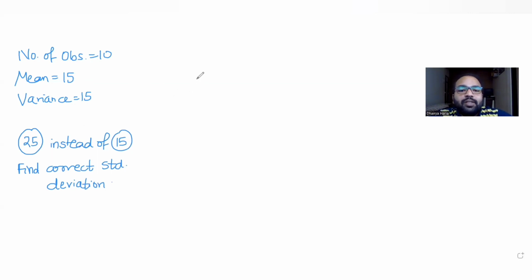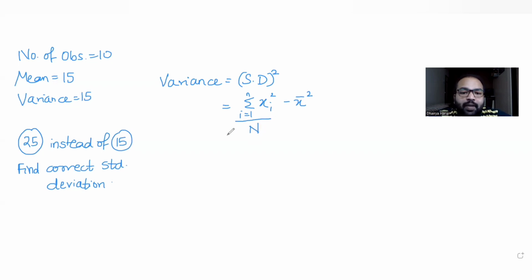We already discussed this idea last time that variance is the square of standard deviation, which was summation i equals 1 to n xi square, divided by the number of observations n, minus x bar square. So we'll use this idea in this question.